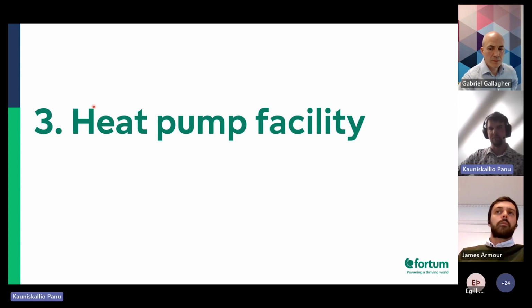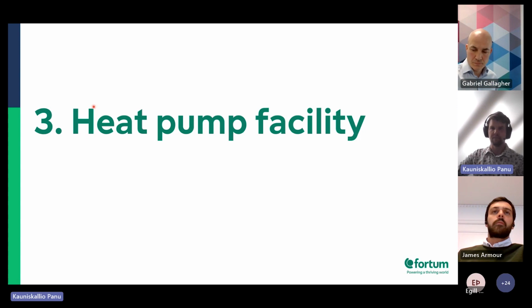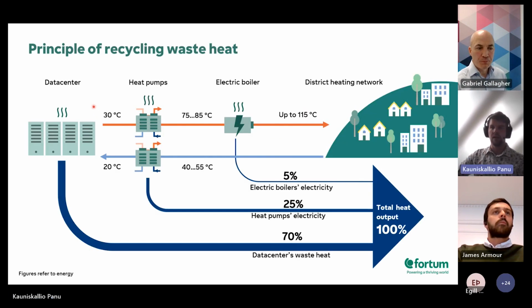Now we had a brief look at the network impact, so now we can move on and dig a little bit deeper into the production end of the waste heat recovery system before ending the presentation. And this illustration is about the principle of recycling waste heat, showing the key components: data center, heat pumps, electric boiler, and the district heating network, as well as the designed temperature levels on both sides of the system.